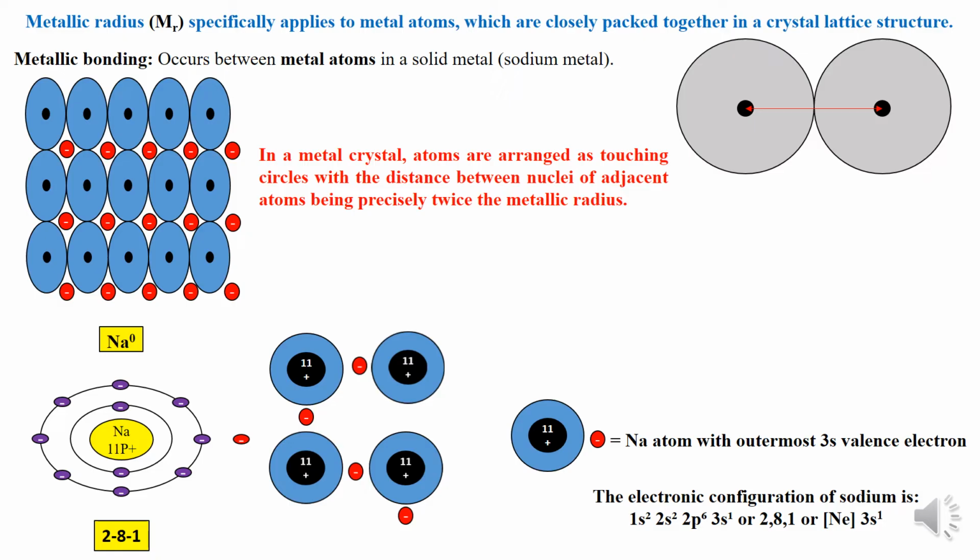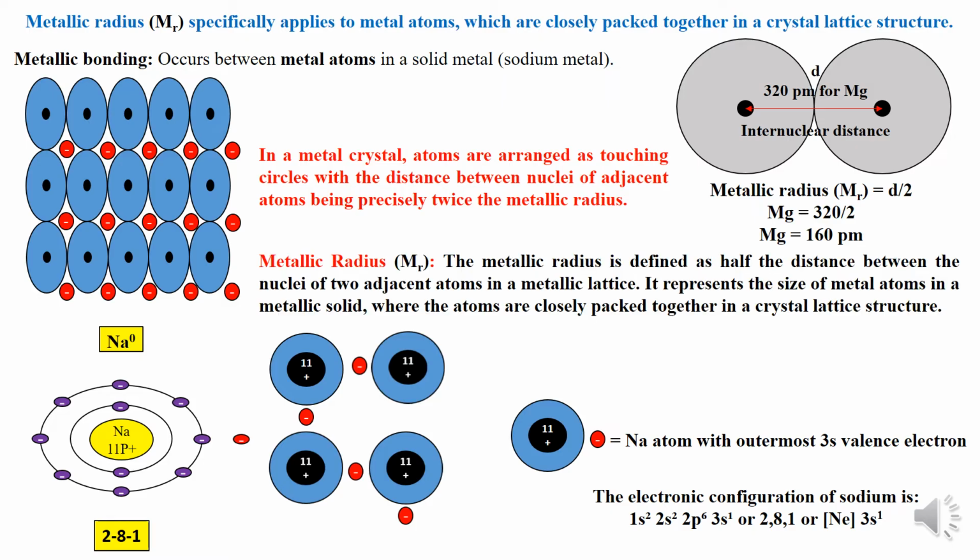So you calculate the internuclear distance between the two metal atoms, and the internuclear distance for the two metal atoms is 320 picometers for the magnesium atom, that is between the two magnesium atoms in the crystal lattice structure of magnesium. So the metallic radius will be the average value. Divide 320 by 2, and you'll end up with 160 picometers.